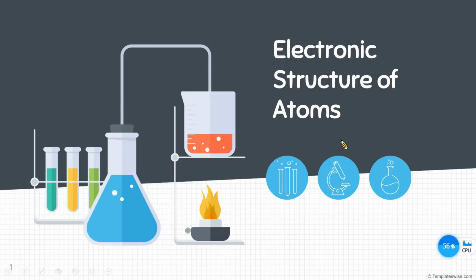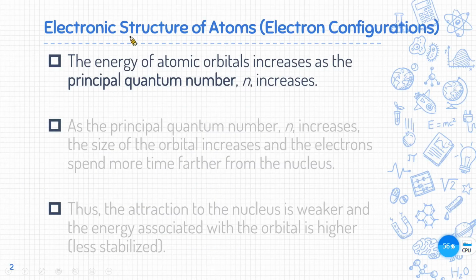Hello, in this unit, we are going to explore electronic structure of atoms. Electronic structure of atoms is also called electron configurations. The energy of atomic orbital increases as the principal quantum number n increases.